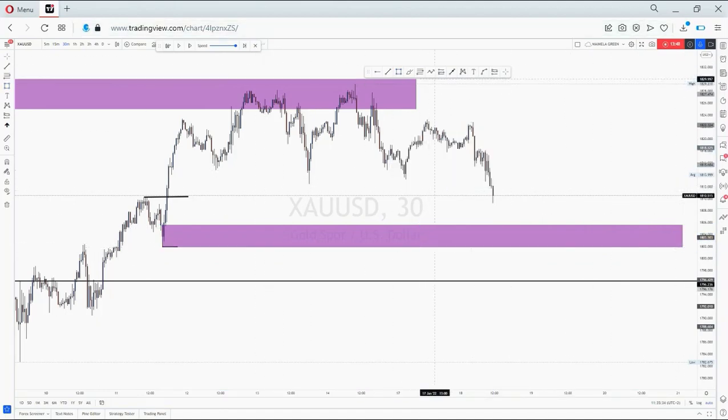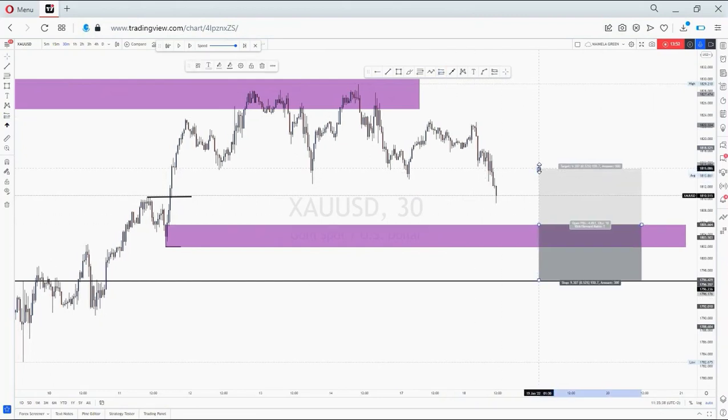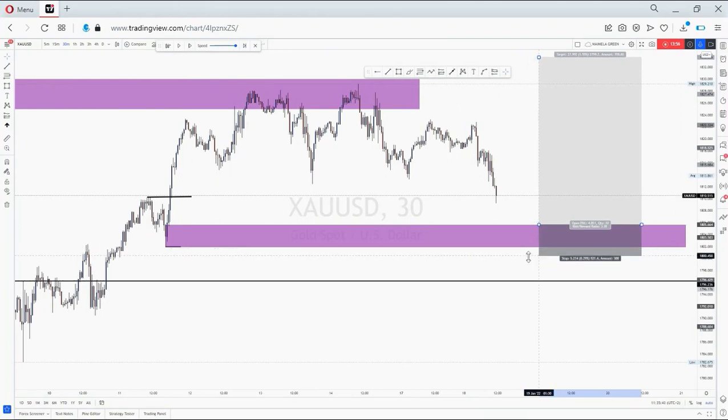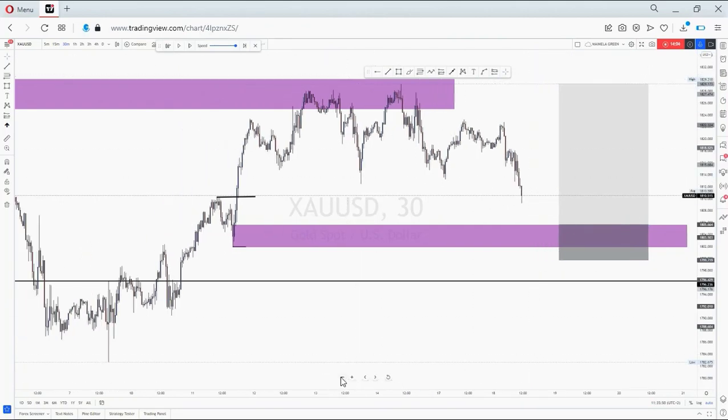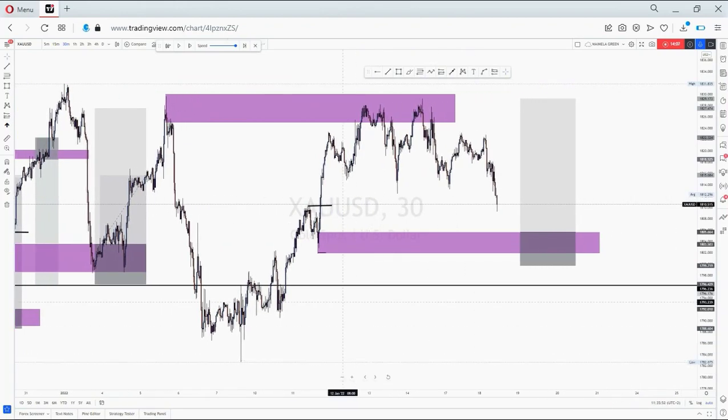So about this, let's mark our order block and see if they will respect this order block. 5 pips below. Then let's use the previous high, which is this one here. Then let's continue with our ride.